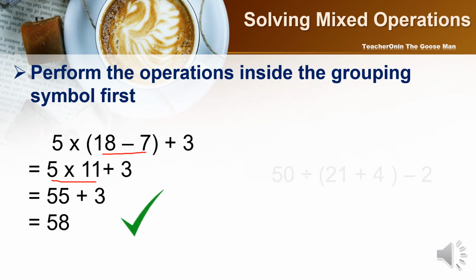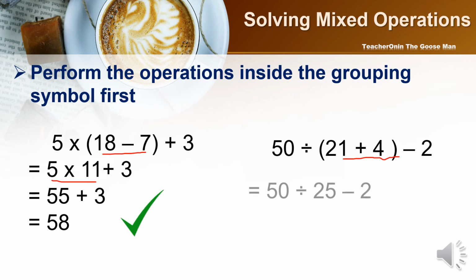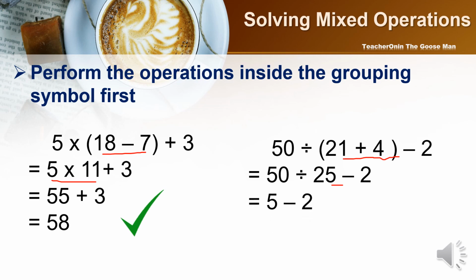Let's have another example. I have 50 divided by the sum of 21 and 4, minus 2. So I'll perform the operation inside the parentheses first. So I have here 50 divided by 21 plus 4, which is equal to 25, minus 2. So I have now 50 divided by 25, which is equal to 2, minus 2. So I have now 3. So the final answer is equal to 3.